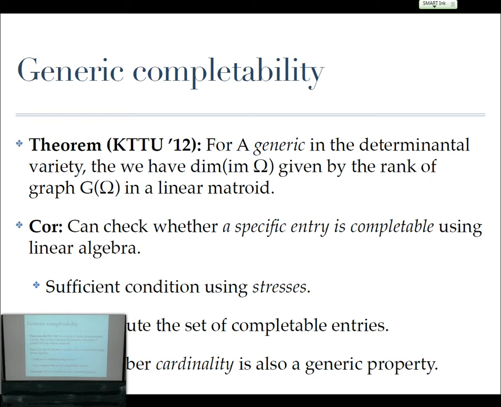Those of you who know frameworks know that this is a bit of a hard theorem for frameworks. For matrix completion, it's quite a bit more straightforward to do, at least if you let yourself have complex matrices. For real ones, it's not in any way true.